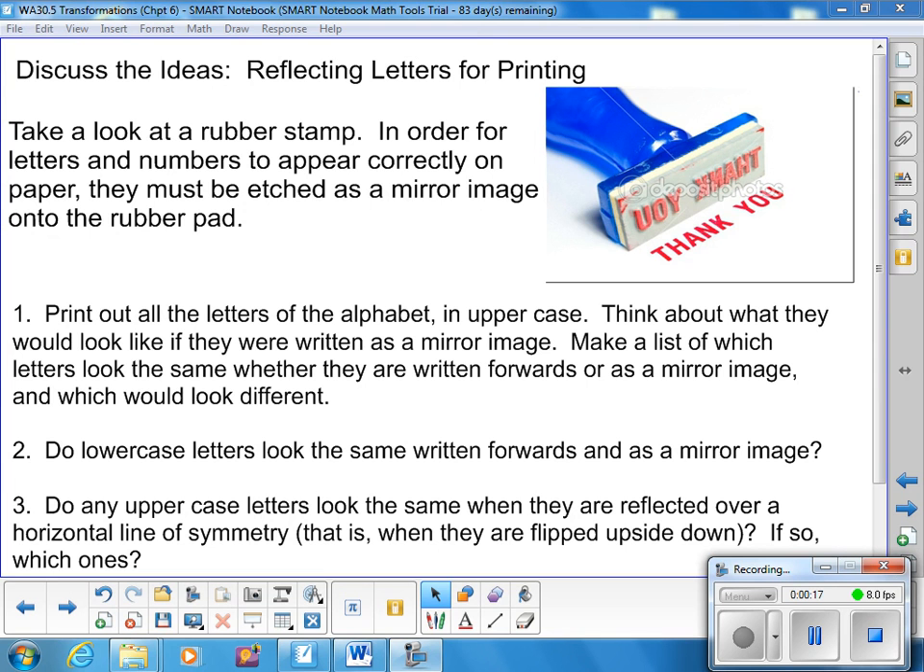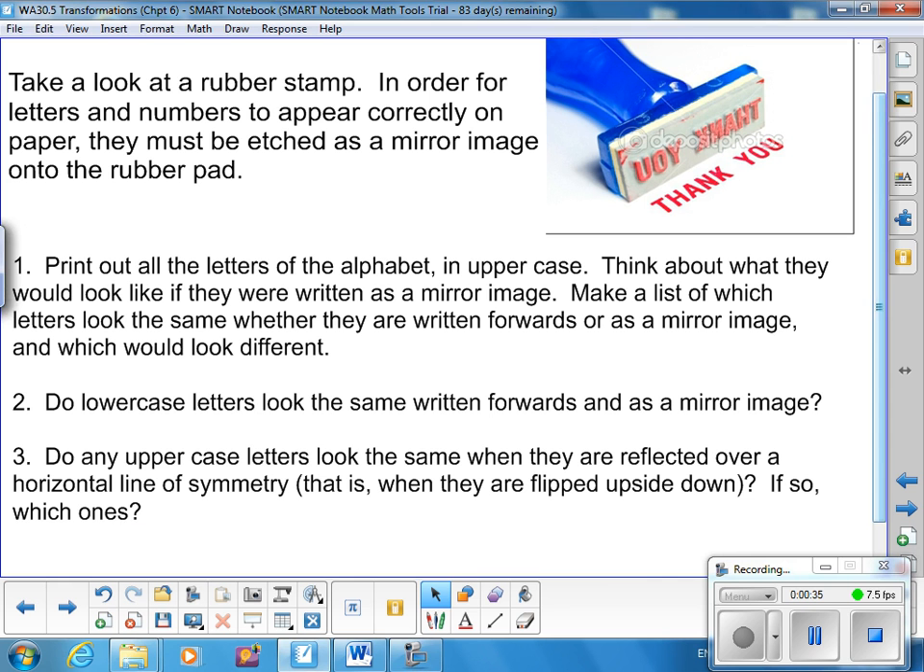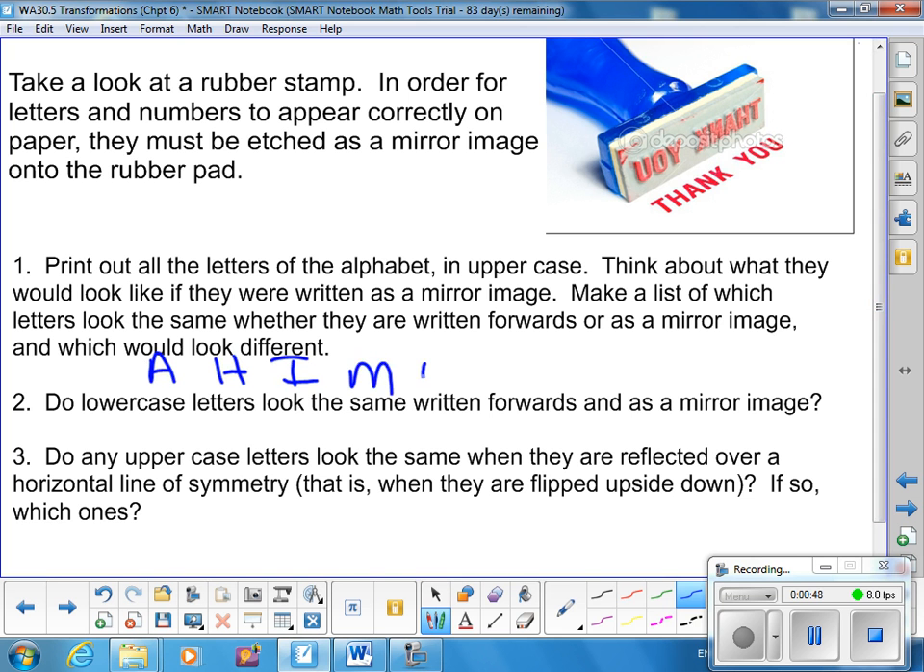I want you to print out all the letters of the alphabet in lowercase. Think about what they would look like if they were written as a mirror image. Make a list of which letters would look the same whether they were written forward or as a mirror image, and which ones would look different. The ones that look the same in uppercase, sorry, you should do these in uppercase, are A, H, I, M, O, T, U, V, W, X, and Y.